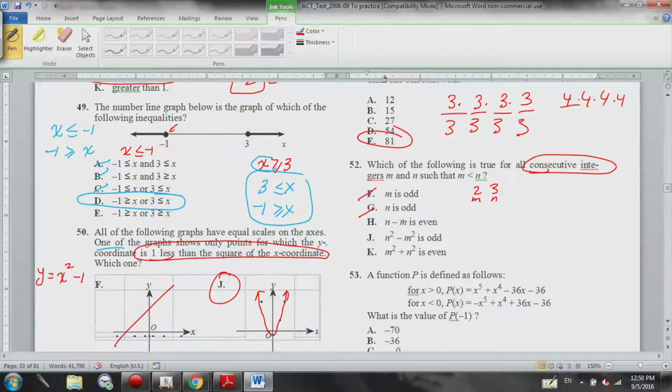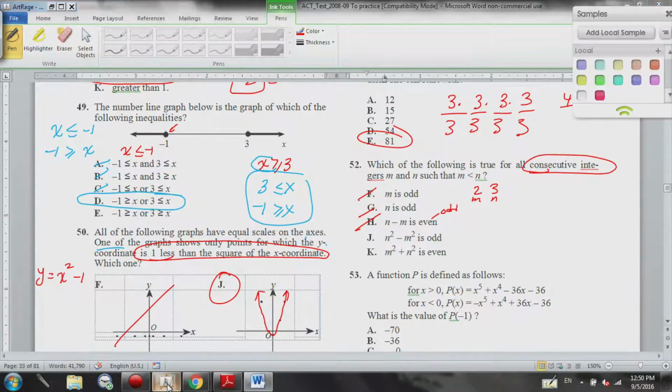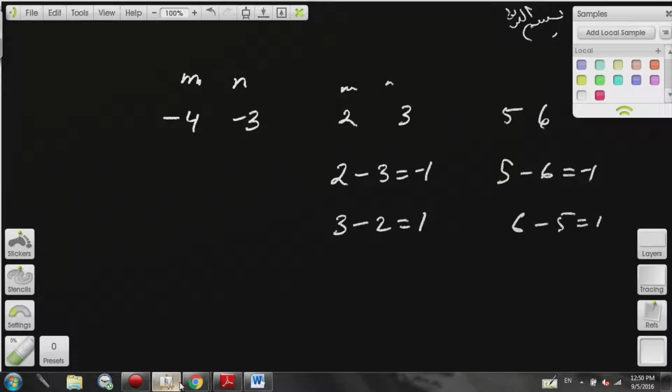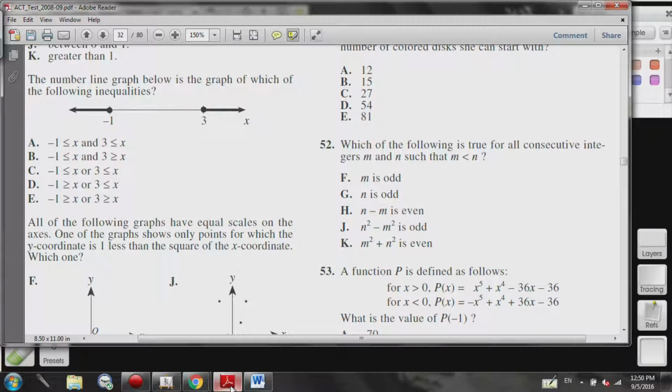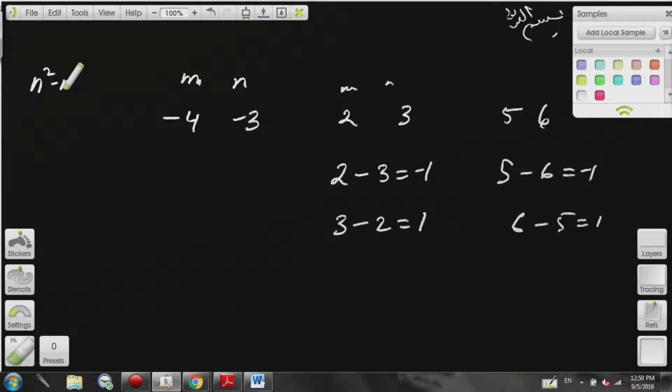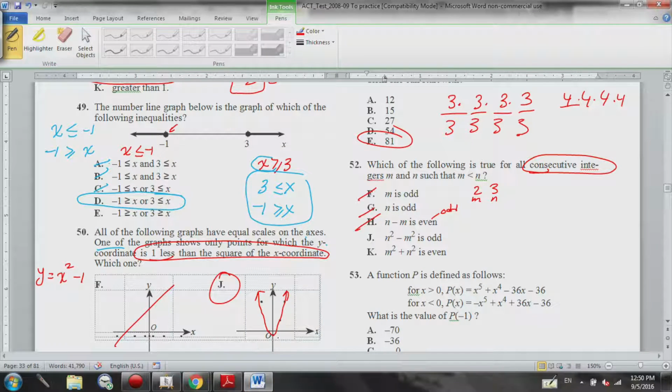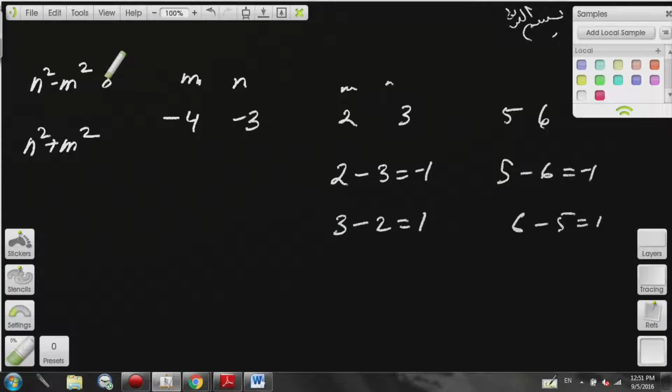So this is always going to be odd. It's not going to be even. That's wrong. M squared minus n squared is odd. Okay, it's going to be one of these two, okay? So let's see. N squared minus m squared, and n squared plus m squared. So let's try which one of these it's going to be. Let's try n squared minus m squared, and then the other one is n squared plus m squared. And it's saying, okay, this is always odd, and this is always even, okay?